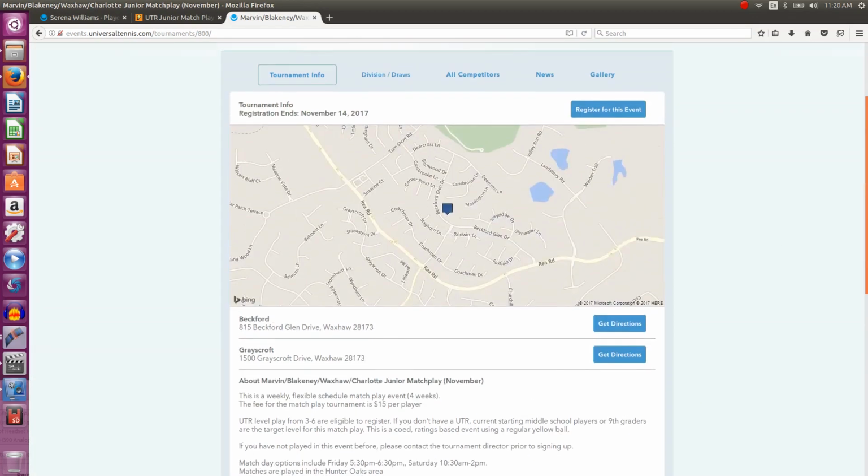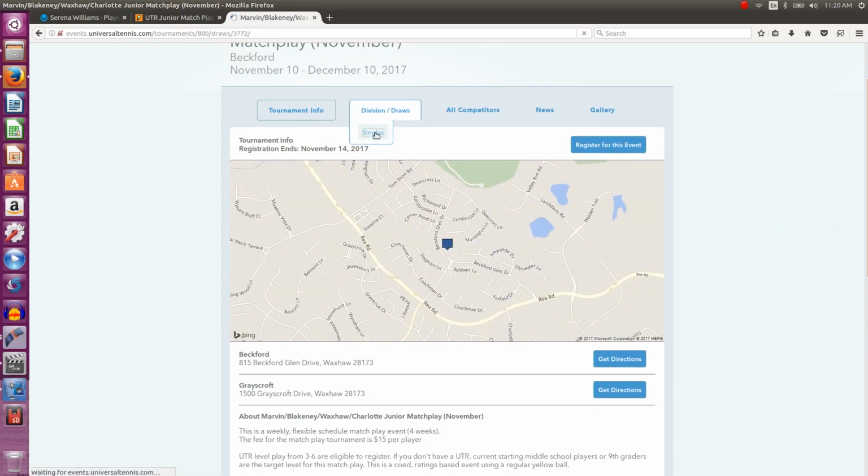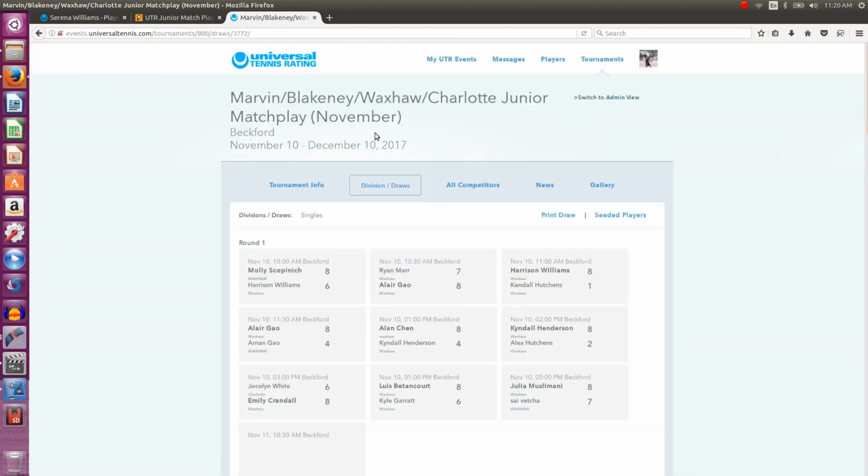So if I go into the draw and pull it up, I'm only doing singles, but you can do a doubles draw as well. These are the results from last weekend, and these results will stay in the events site until the tournament is complete, which would be after December 10th. After December 10th, all of these results will get posted on the rating site, and then a new rating would get calculated for each of these players.